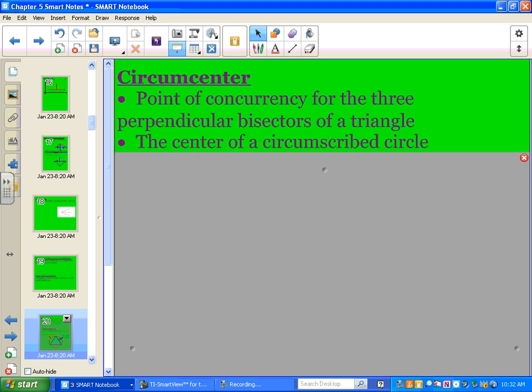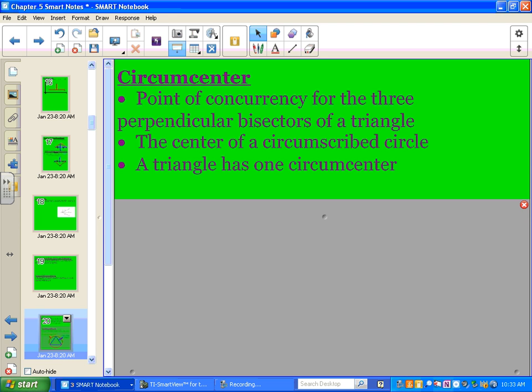Now, something we haven't really talked about yet, but we're going to be here. The circumcenter is also the center of a circumscribed circle. I will define circumscribed circle for you here momentarily, later on this period. And a triangle has one circumcenter. So we have three perpendicular bisectors, one circumcenter.